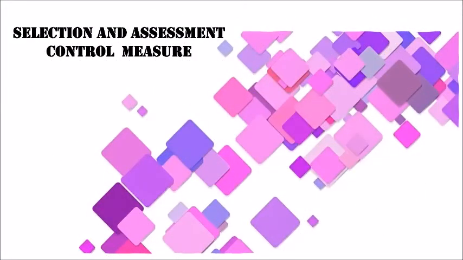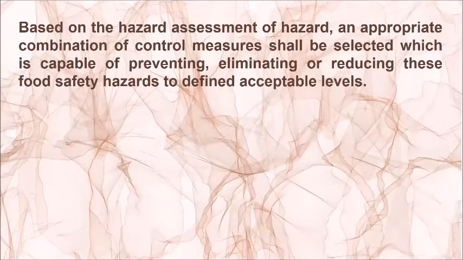So selection and assessment of control measures. What is selection and assessment of control measures? Based on the hazard assessment, an appropriate combination of control measures shall be selected which is capable of preventing, eliminating or reducing these food safety hazards. So you can have more than one control measure planned. Not necessarily is there only a single measure. It could be a combination of more than one measure that could be really useful.